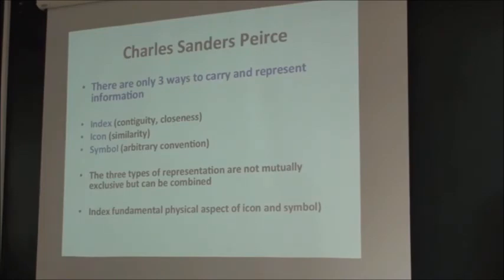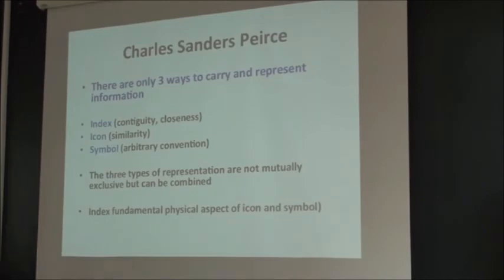Okay, the first one is index. That is representation by contiguity, that means closeness, and by some extension Peirce believed in an analysis of causality, cause and effect, which says that cause and effect are always united by temporal and spatial contiguity. He got that analysis from David Hume, who was a British philosopher. And so the beginning of this idea is this. It's called index because of the index finger.